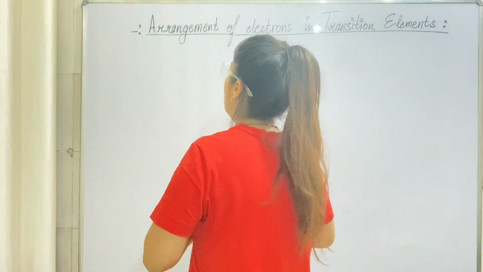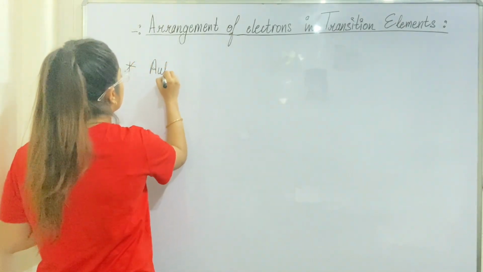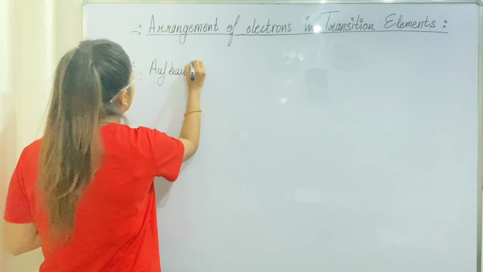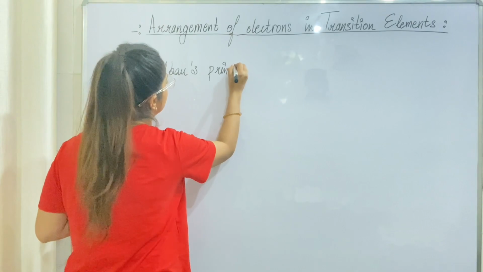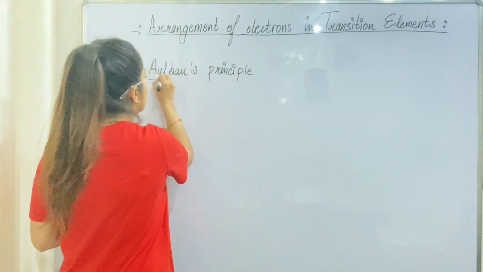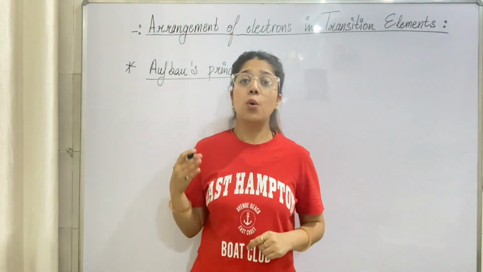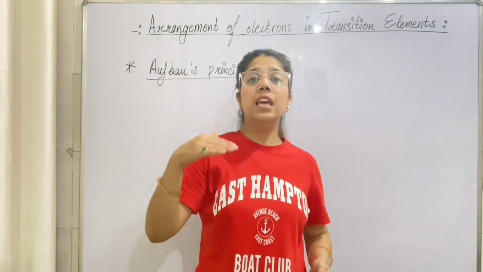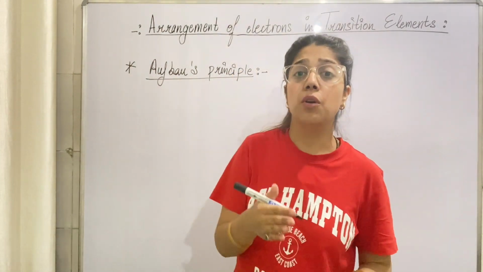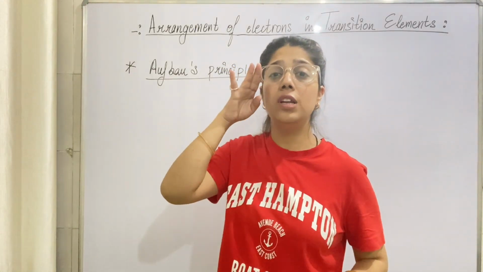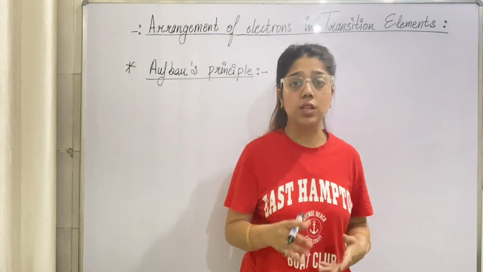The first and foremost thing you should know is the Aufbau principle. According to the Aufbau principle, the electrons are filled in the atom in accordance with the increasing energy of their orbitals, right? When we are filling the electrons inside the orbitals, we look at the energies of those particular orbitals.